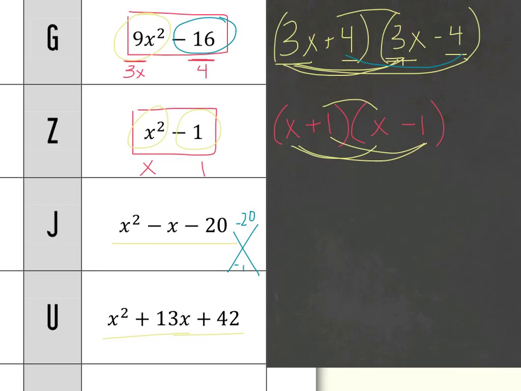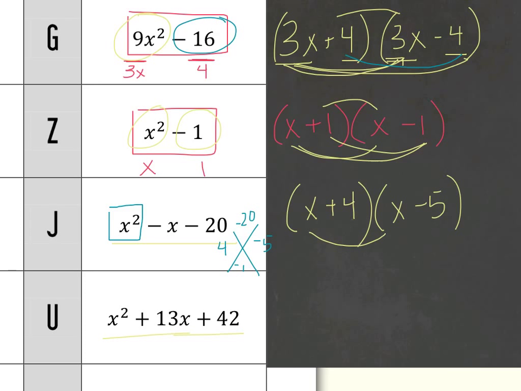So we would get what? Negative 5 and 4 would work for that one. Now, if there is no first coefficient, I like to say it's diamond and done, meaning you just use those fancy little numbers that you got there, and you're done factoring it.